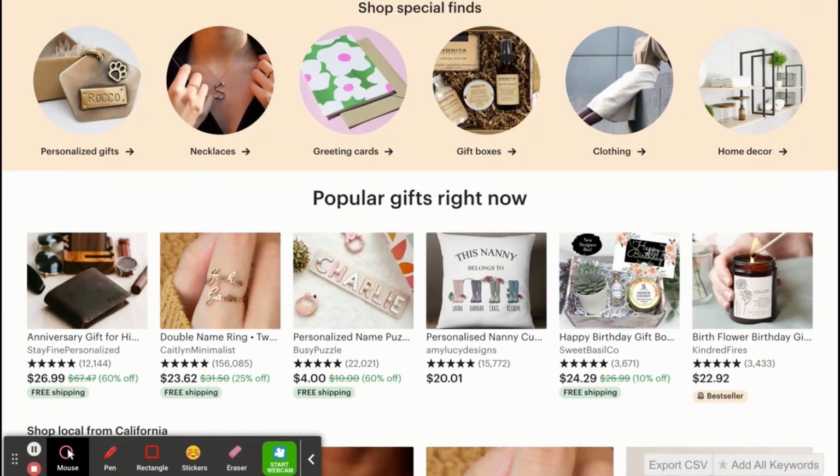So I know these are items that people are searching and actually purchasing, and that's why they're listed under here. So I would get ideas. For example, candle seems to be popular. It's being sold at $22.92. This is more like a double name ring, so it's more like a customized item. As you can see on Etsy, there's a lot of customized items that are being sold really well.